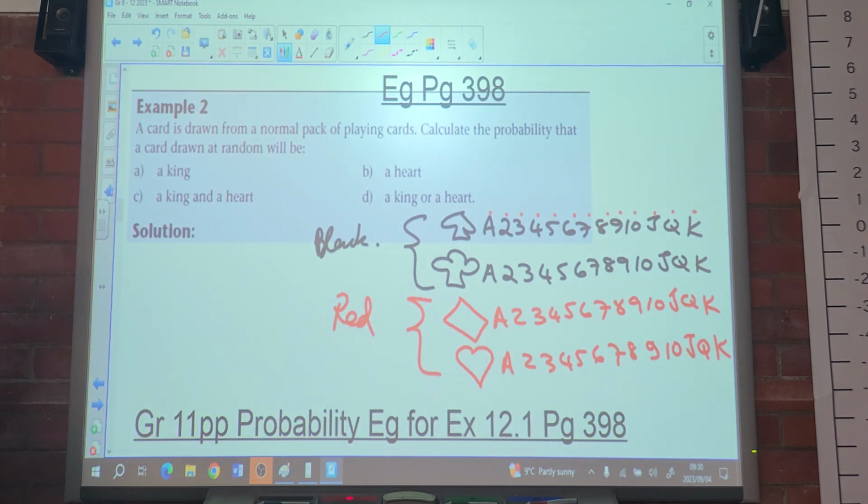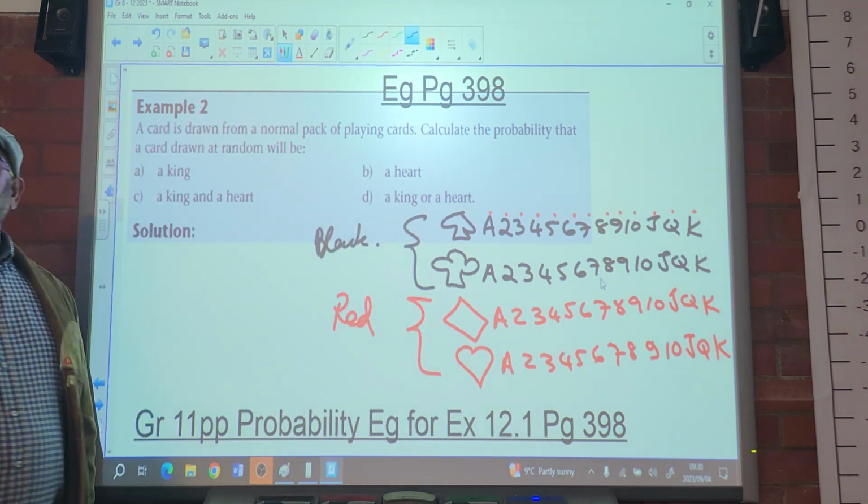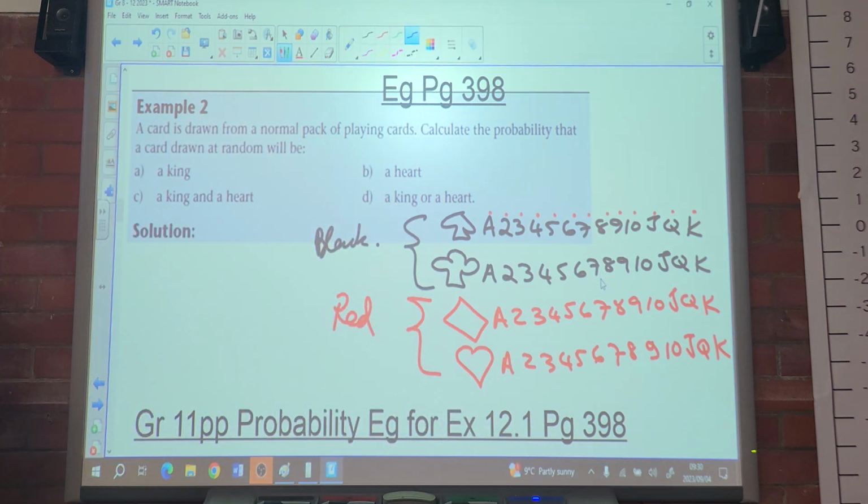So again, a card is drawn from a normal pack of playing cards. Calculate the probability a card drawn at random will be... So again, it says drawing at random, which means it's equally likely to draw any of those 52 cards. Okay, the aces don't have preferences over the queens or whatever. It is equally likely. Okay, so let's go.